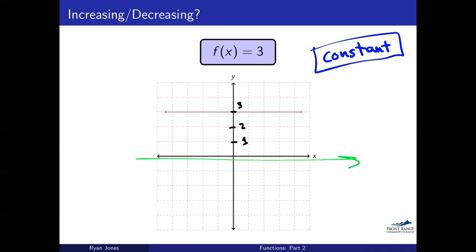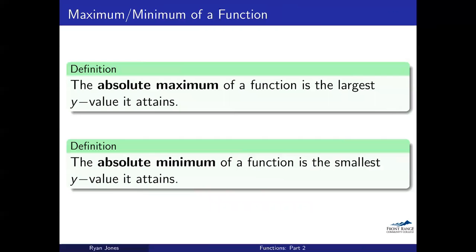Great. So let's go ahead and look here at another descriptor of how we can talk about a function, and that'll be maximums and minimums. And so we're going to talk about two different types of maximums and minimums. The first will be an absolute max or min. And when we say absolute max or min, that is just the largest or the smallest y value that the function attains. Doesn't matter, just look at the entire graph, and whatever the largest y value that it attains is, that's going to be the absolute maximum or the absolute minimum.